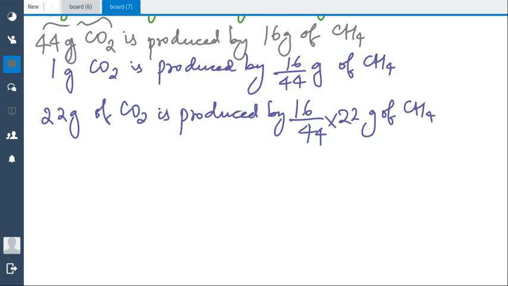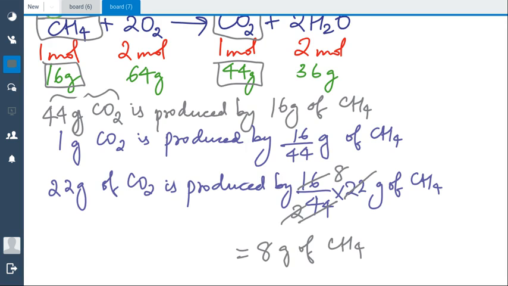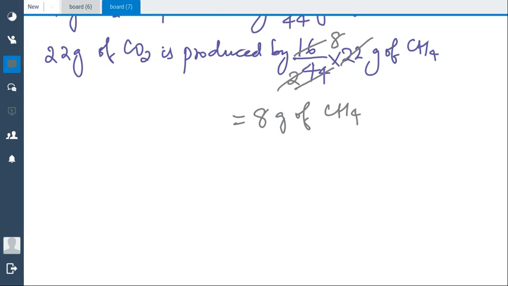Now, what is this equal to? We can cancel, 2, 8. 8 gram of CH4. But what is the question? Going to our question, we need to find the number of moles. Okay, so what did we get? We got the number of grams. We need to convert it into moles.